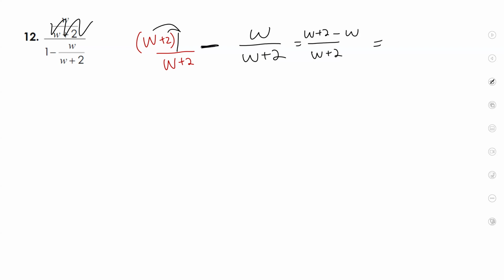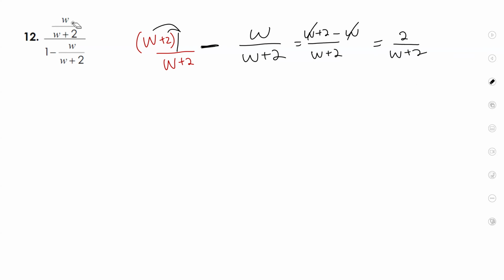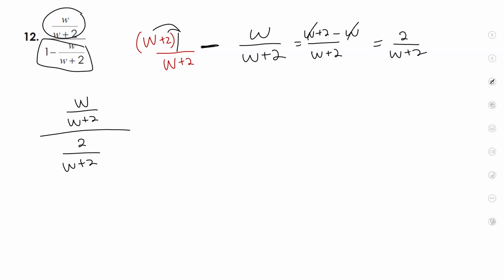So what's my answer? Exactly. W minus W cancel. I'm left with 2 over W plus 2. Now I can rewrite my original problem. We did not do anything to the numerator, that just stays the same. But we rewrote the denominator as 2 over W plus 2. So first I had to turn this into a single fraction.